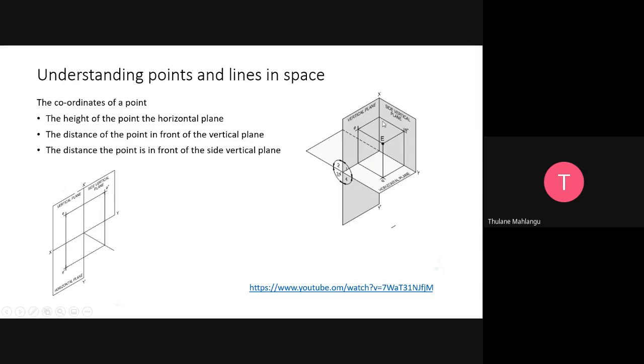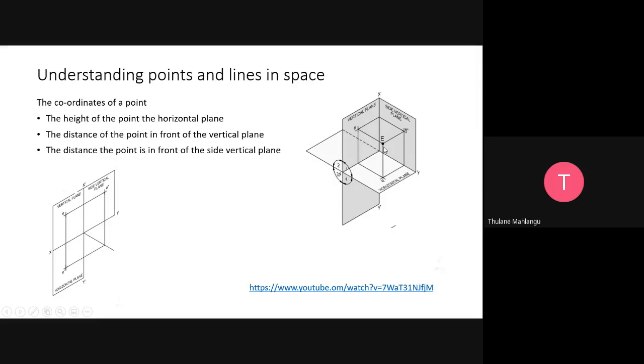So the side vertical plane also unfolds to align with the vertical plane on the side. Okay. And then describing the position of points, the exact position of points, we're going to use the coordinates of a point. So looking at the pictorial drawing on your right, point E with the uppercase letter there. Point E is a point in space. So it's between the vertical plane, the side vertical plane, and the horizontal plane.